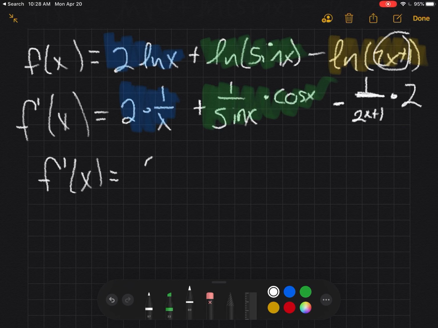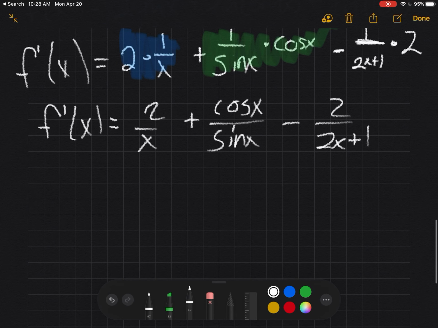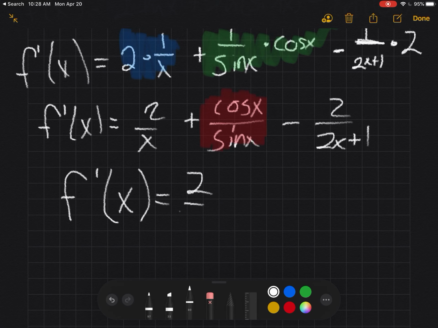Lastly, we'll subtract this, which gives us another chain rule. We have 1 over 2x plus 1, the derivative of the natural log piece, times the derivative of the function inside, which is 2. Now we just have some simplifying to do. So f prime of x is equal to 2 over x plus cosine x over sine x minus 2 over 2x plus 1.